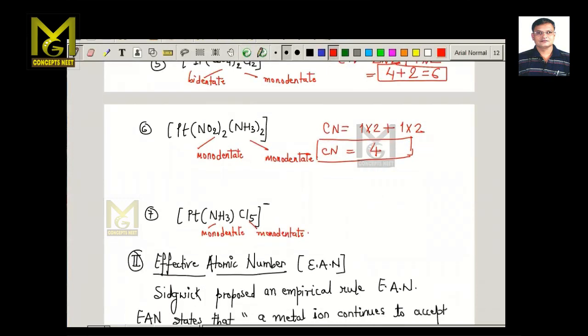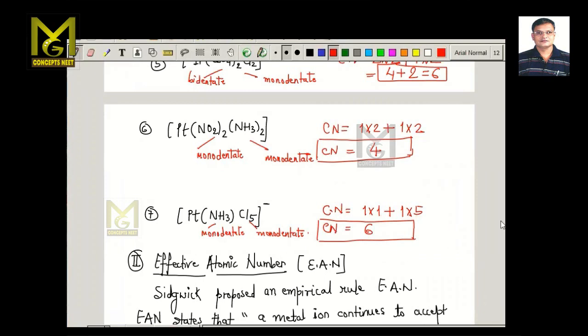If you look at this, NH3 is monodentate. Cl is also a monodentate ligand. So to calculate the coordination number, we can write it as 1 monodentate into 1, plus this is also monodentate, into how many such ligands? 5 ligands. So the total coordination number of this complex is 1 plus 5, equal to 6.